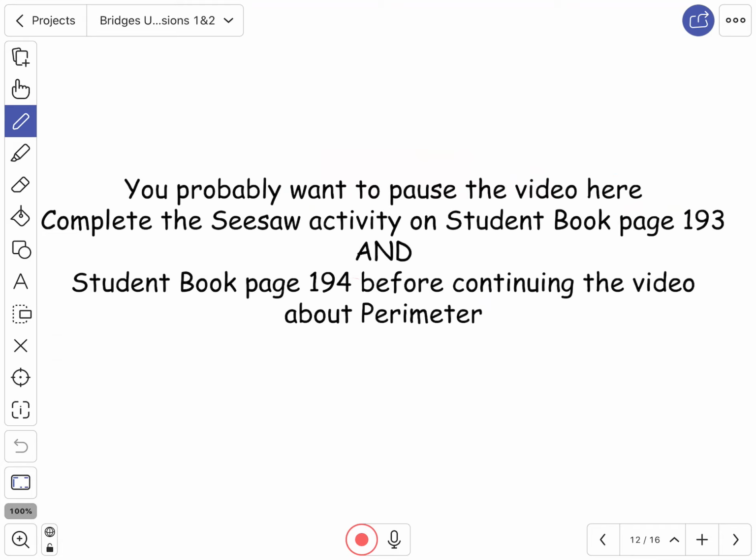All right, so you probably want to pause the video here. Go ahead and complete the seesaw activity on student book page 193, and I want you to complete student book page 194 before continuing the video about perimeter. So again, you have a seesaw video to complete, student book page 193 and 194 before you continue, because we've just completed our area section and we're going to move on to perimeter next, okay? All right, so I'll give you a little bit of time to get all situated and ready for the next part. Pause the video and then come right back and let's finish, okay?